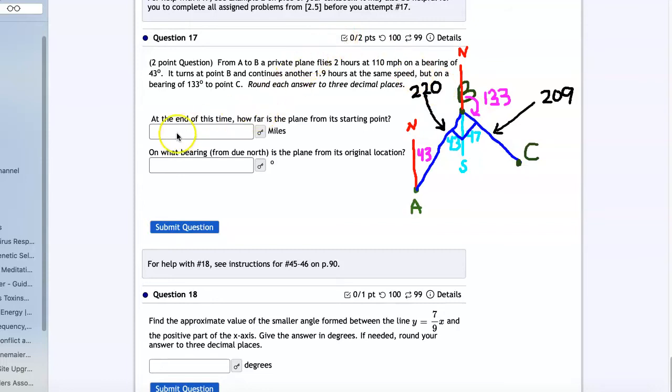Okay, so now we want to know at the end of this time, how far is the plane from its starting point? So let's get this side from A to C. From A to C, I'm going to label this side little b because it is opposite angle B. And C is where the plane is now, and A is going to be the starting point, and this would be a simple Pythagorean theorem problem. So if we use Pythagorean theorem, then b is going to equal the square root of 209 squared plus 220 squared.